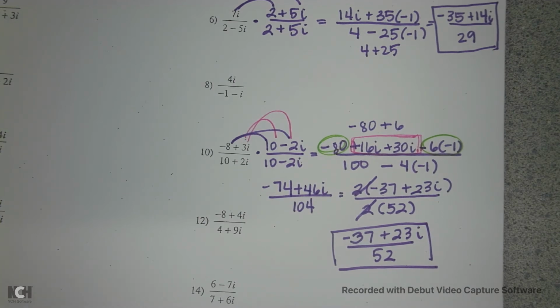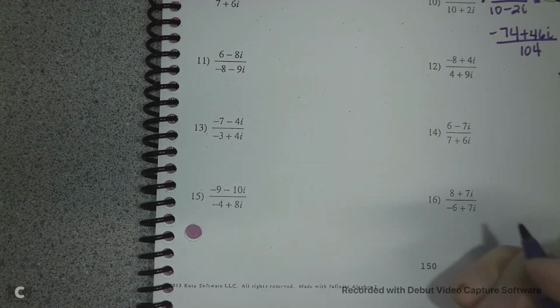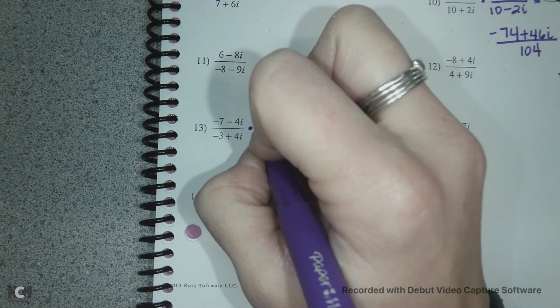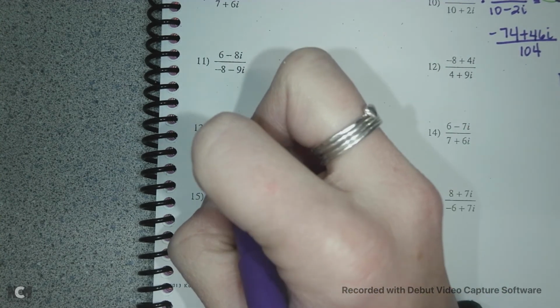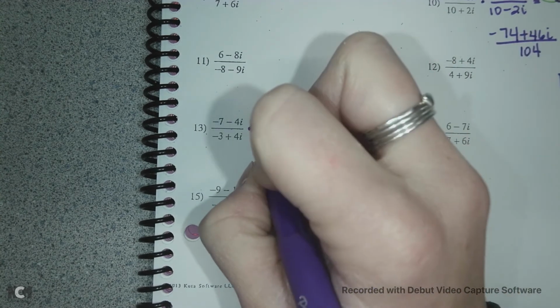Let's see. I'm trying to think if there's anything else I wanted to tell you. Let's do 13, and then that will be my last example. Okay, so again, we're multiplying by the opposite of the bottom, and it's just the opposite of the second term, so in between those two terms, not the first term.